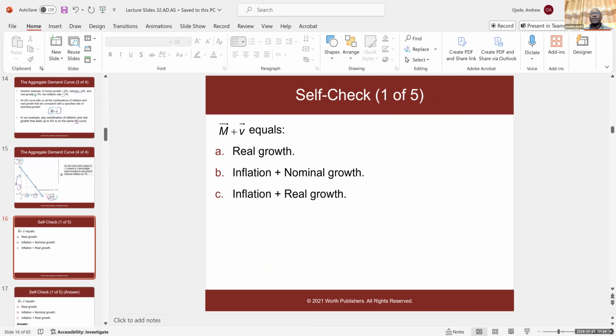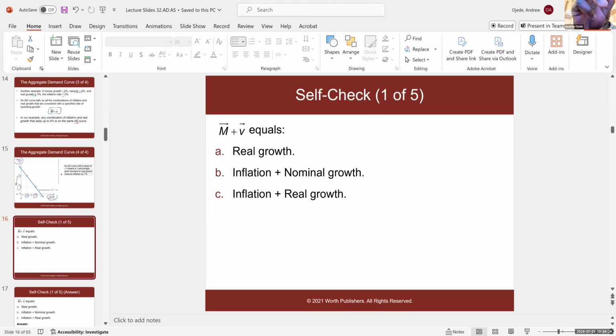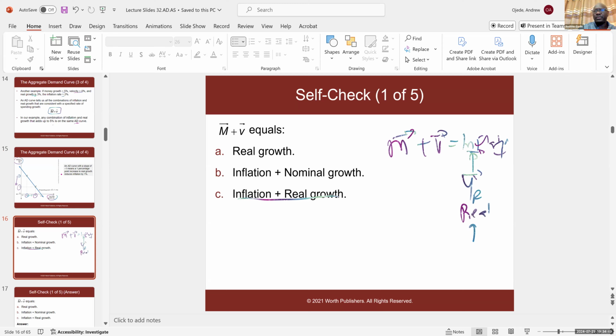Okay. So the growth rate in money supply plus the growth rate in velocity equals inflation and what? And real growth. We talked about that already. Because, remember, M growth plus V growth was equal to inflation, which is written as P, plus what? Real growth, which is YR growth. This is what we call real what? Real growth. So the answer is C.